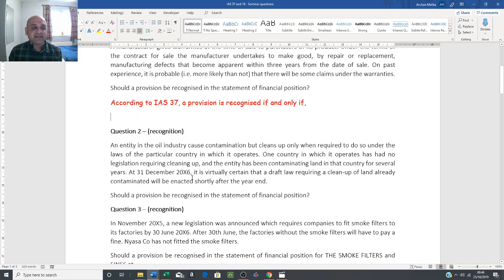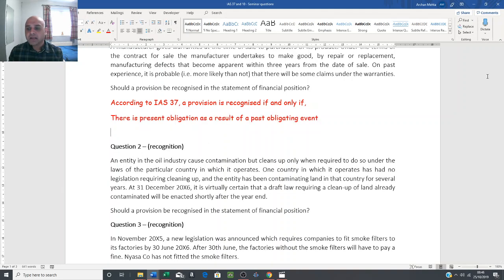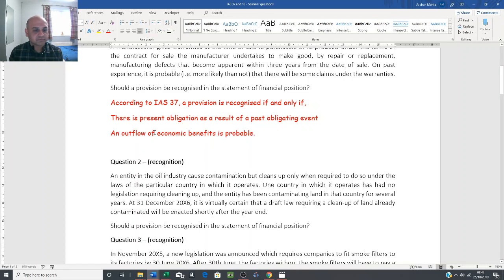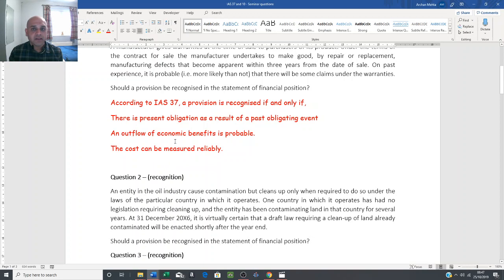According to IAS 37, a provision is recognized if and only if there is a present obligation as a result of past event, and there is an outflow of economic benefits, which is probable, and the cost is measured reliably. So these are the 3 criteria. Knowledge part done. Now we can apply it to the scenario.